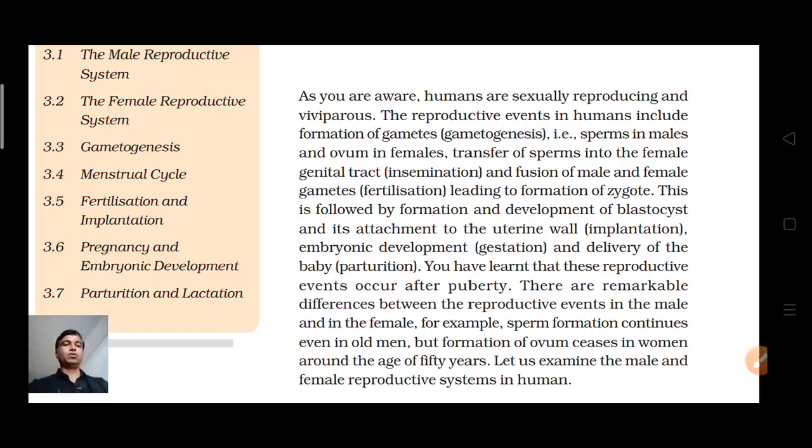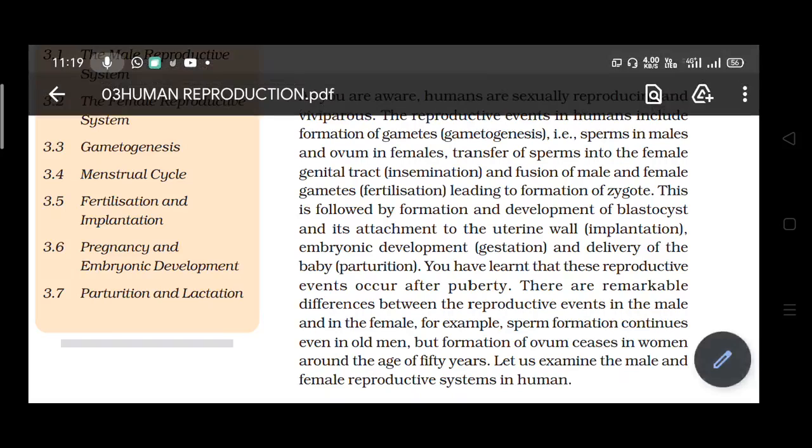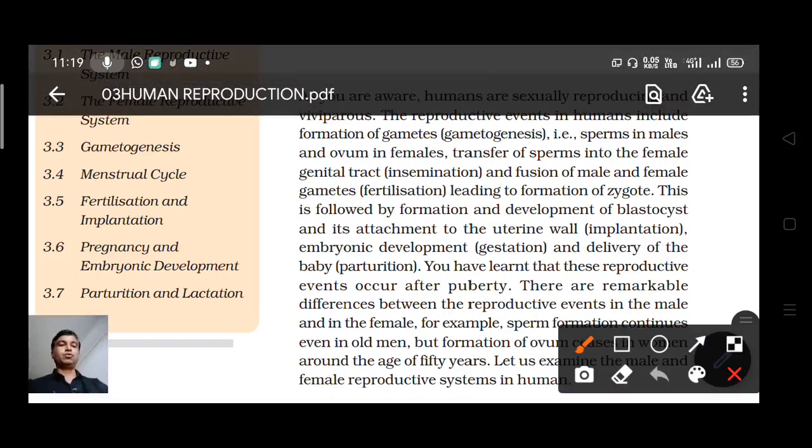And one difference they told: in the male, the formation of gametes takes place even in old age, but the formation of the ovum ceases in women around the age of 50 years. This means the reproductive phase of the human male extends from puberty up to old age. But in the female, the reproductive phase is between the first menstrual cycle and the last menstrual cycle, that is between menarche and menopause. So this is the first page of this chapter.